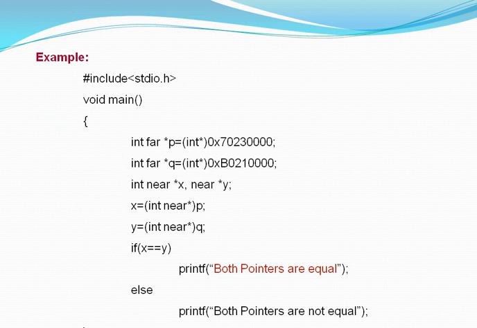So what is the result of this question? Here suppose you are declaring far pointers P and Q. Now we are having two integer near pointers X and Y, so we have converted the far pointers into near pointers. X and Y are known as near pointers. If you are comparing X == Y, in this case we are comparing only the offset address, not the segment and offset address. So in this case we are having the result that both pointers are equal.